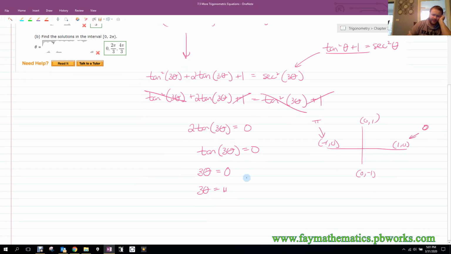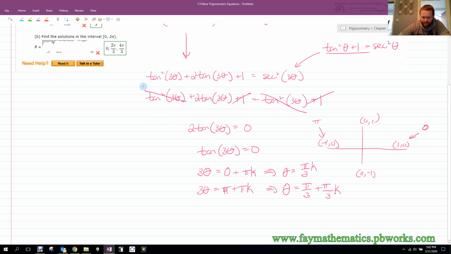So then the next thing we're going to do is add our pi k, because remember that the period for tangent is pi. So we'll do that to both of these. All right, then we're going to divide everything by 3. So when I do that, I get theta is equal to 0 divided by 3, which is just 0, and then pi over 3 times k. This one here is going to give me theta is equal to pi over 3 plus pi over 3k.